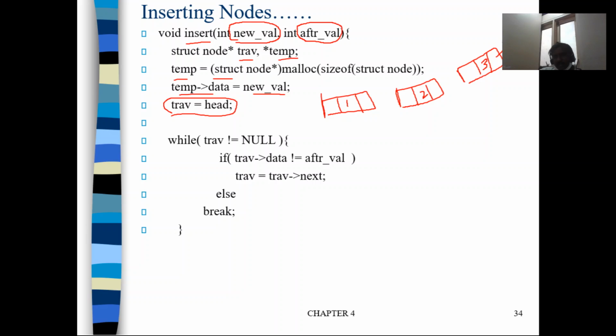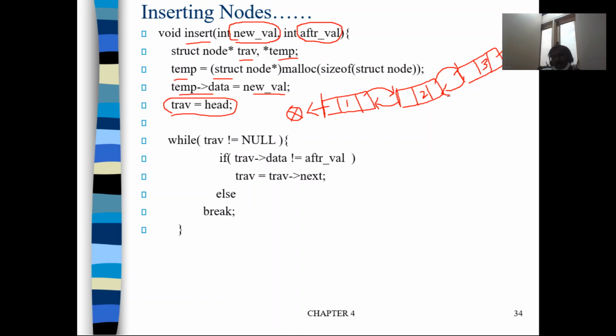I will represent null as a cross symbol. 1's previous will point to null because 1 is the first node. This cross represents null. 1's next will point to node 2, and 2's previous will point to node 1. 2's next will point to node 3, and 3's previous will point to node 2. So this is our linked list so far.